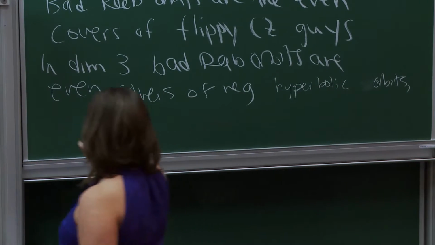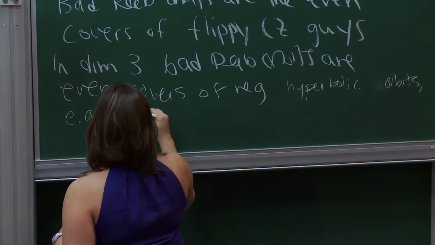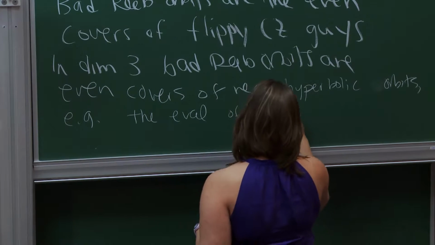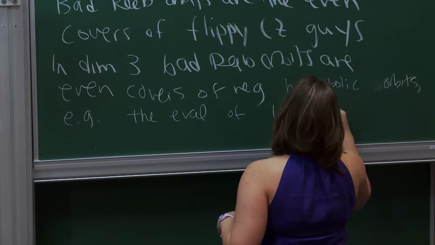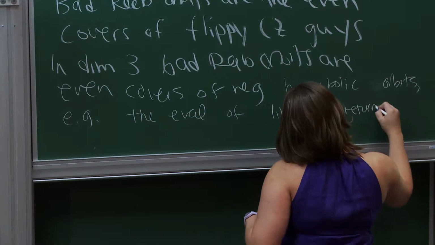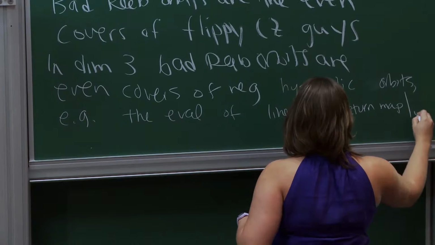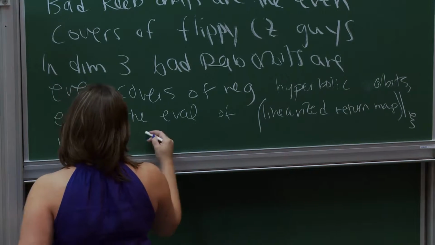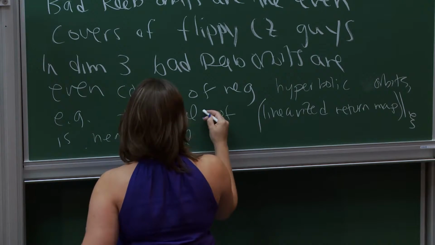Meaning that they have the eigenvalue of the linearized return map, if we restrict it to the contact distribution, is negative and real. Okay.